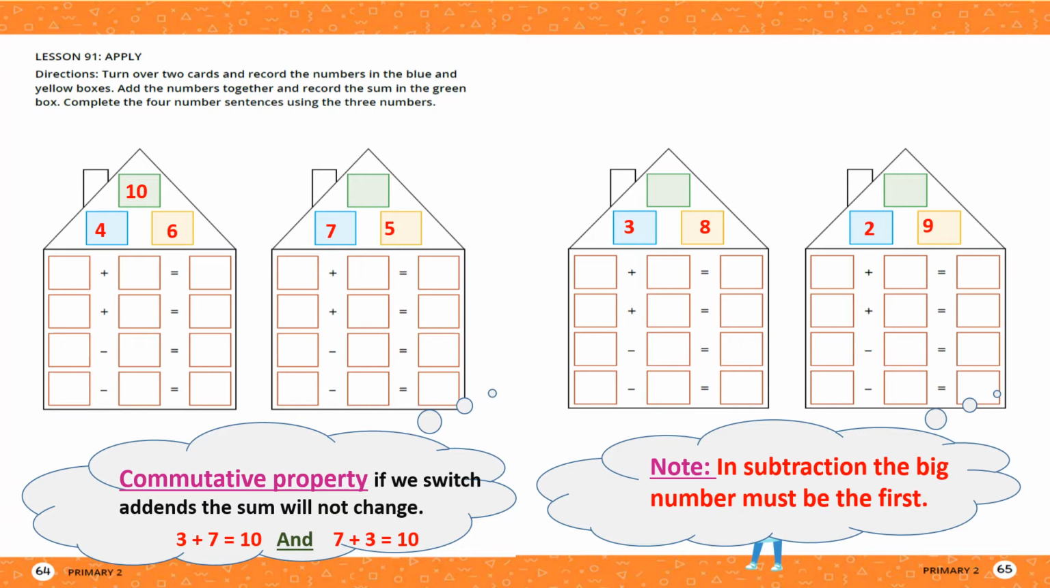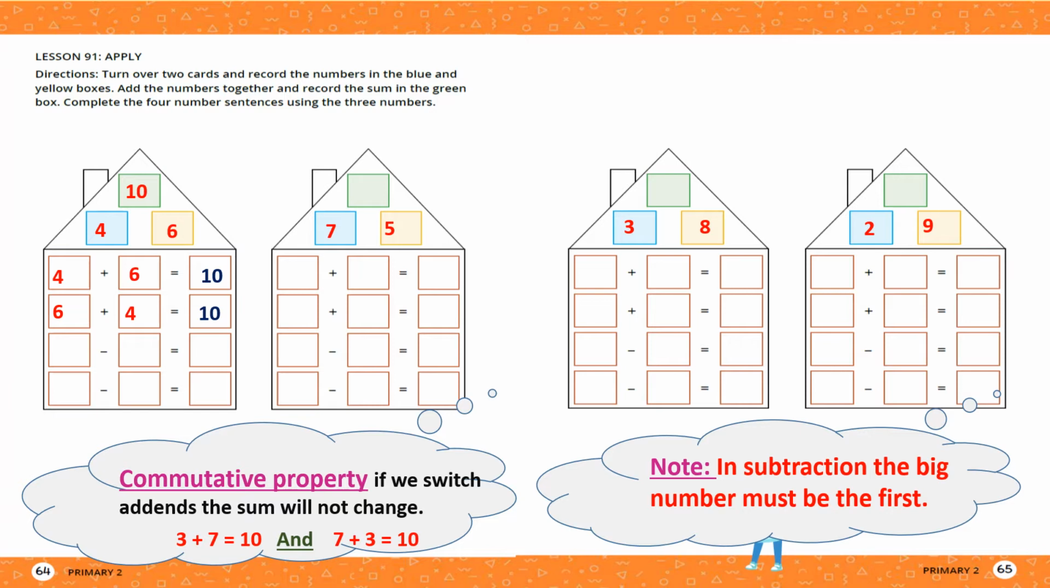Now let's complete the fact family equations. The first addition equation will be what plus what? We will pick the smallest 2 numbers, which are 4 and 6. 4 plus 6 equals what? Equals 10, the third number or the biggest number. Here we can switch the addends and the sum will not change. 4 plus 6 equals 6 plus 4. 6 plus 4 equals what? Equals 10 also.